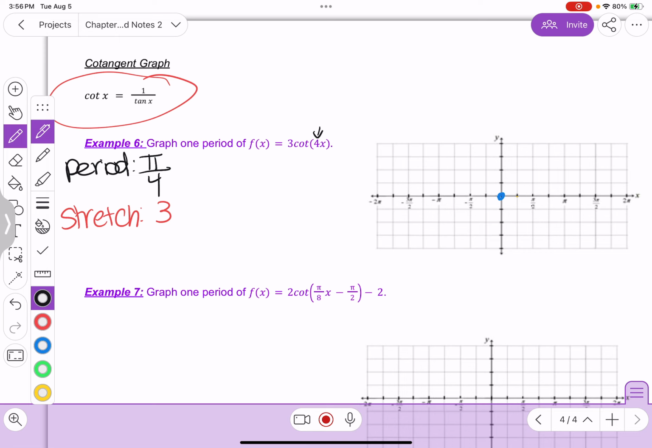So let's say if this is pi over 4, and this is pi over 2, and this is negative pi over 4 and negative pi over 2, a period of pi over 4 would be between those two yellow lines. And then a stretch factor of 3 would be between the blue dot and the yellow line. We'd go up to 3 and down to 3. This would be my tangent.